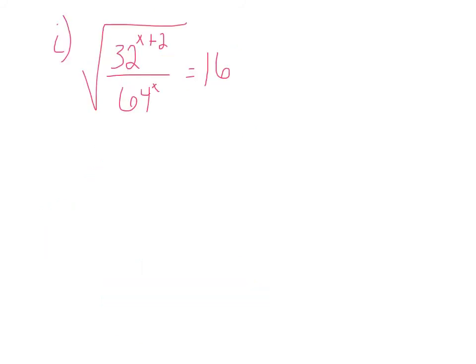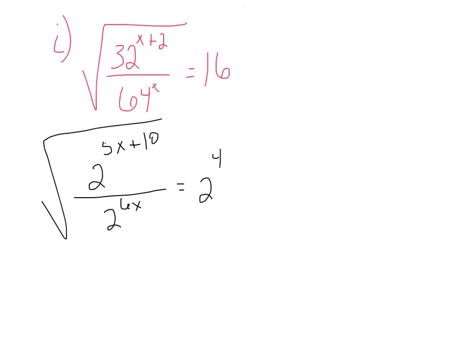Okay, why don't you guys try this one? Try your best at it. I would rewrite everything in terms of 2. Make sure you distribute the power. 32 is 2 to the 5th. That's 5x plus 10. 64 is 2 to the 6th. So that's actually 2 to the 6th x. And 16 is 2 to the 4th. This whole thing still has a square root. So pause the video and go ahead and try this one and see how you do.